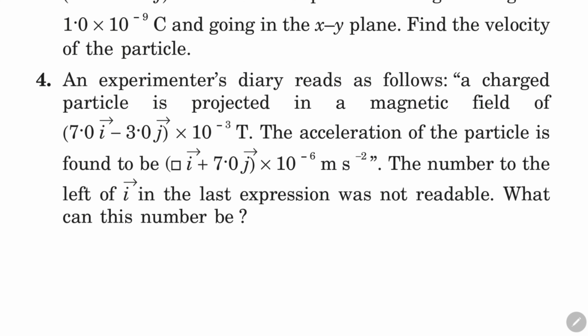Now in question 4, an experimenter's diary reads as follows: a charged particle is projected in a magnetic field of some magnitude. Acceleration of the particle is given. It is to be found out. The number to the left of i in the last expression was not readable. What can this number be?